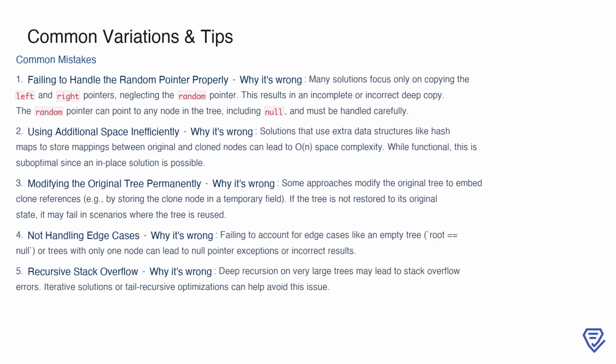This oversight leads to an incomplete or incorrect deep copy. Another pitfall is using additional space inefficiently. While using a hash map to store mappings of original nodes to clone nodes works, it introduces O(n) space complexity. This is suboptimal since in-place solutions can achieve O(1) space. Modifying the original tree permanently is another issue. Some approaches embed clone references directly into the original tree, but if the tree isn't restored afterward, it could cause errors in scenarios where the tree is reused.